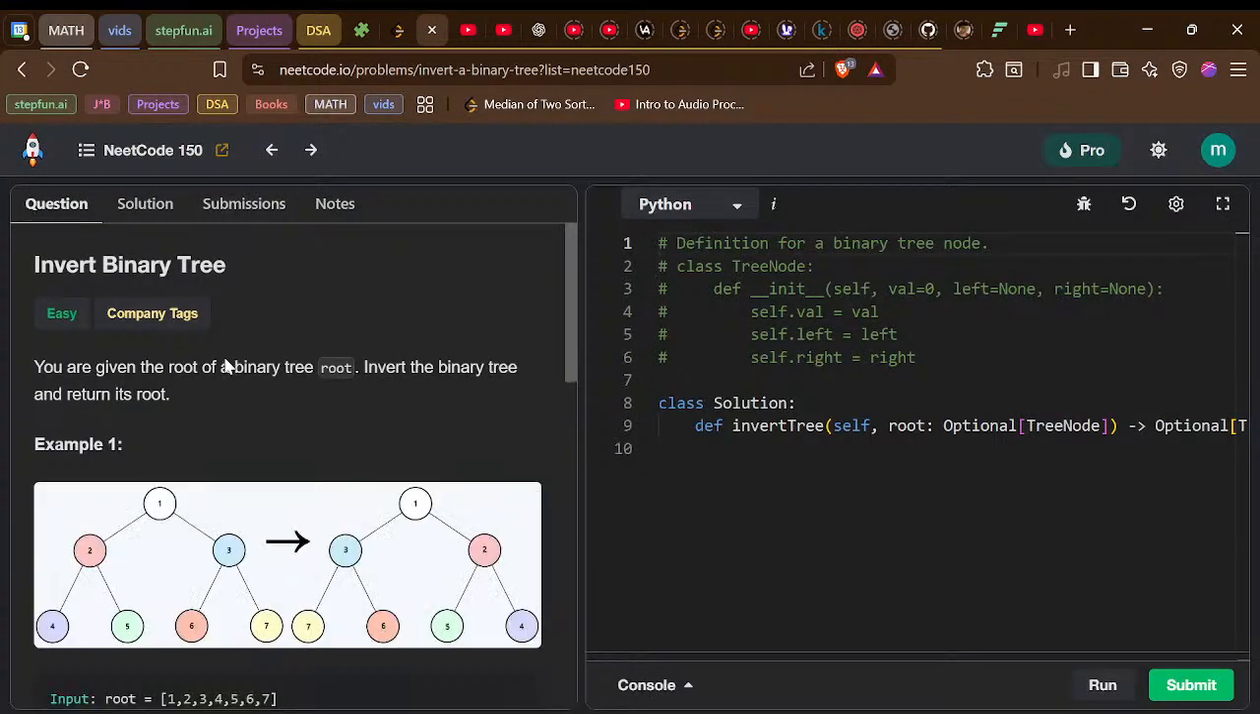Okay, what is the question? You're given the root of a binary tree. Invert the binary tree and return its root. That's it.